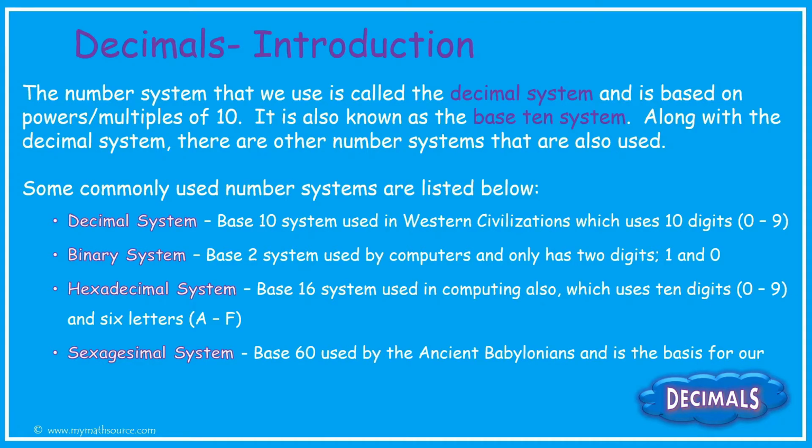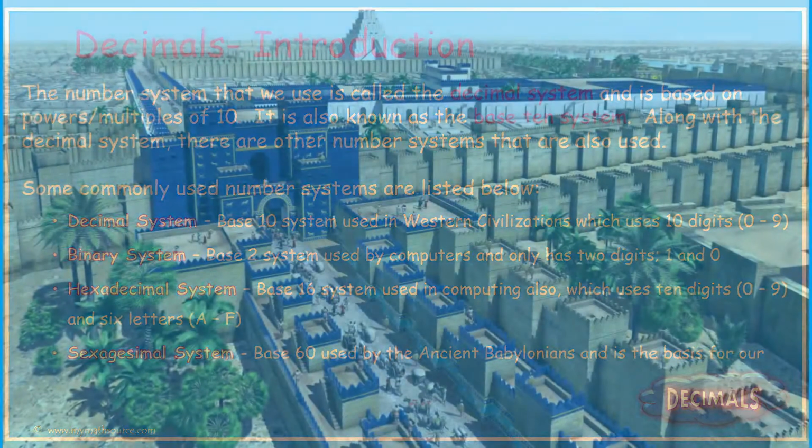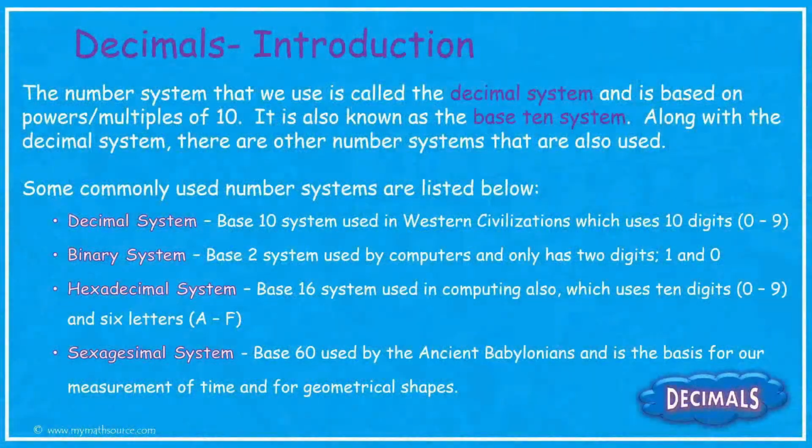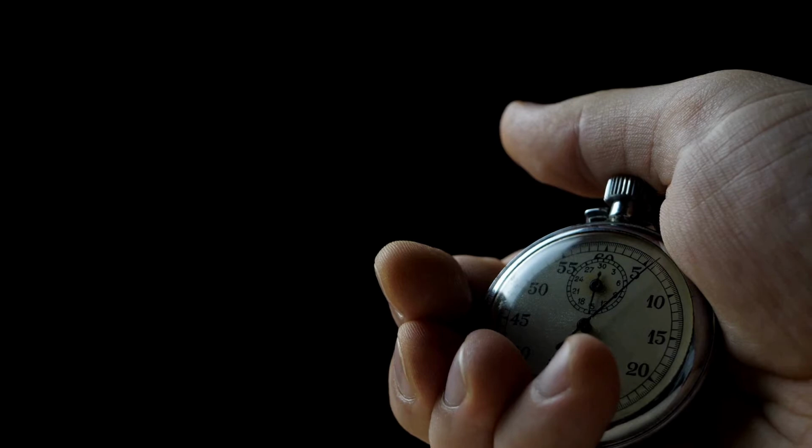The last system is a very popular system. It's called the Sexagesimal system. Now you wouldn't know that by the name, but by the description. It's a base 60 system used by the ancient Babylonians, and is the basis for our measurement of time and for geometrical shapes. To give you an example, how many seconds are in 1 minute?